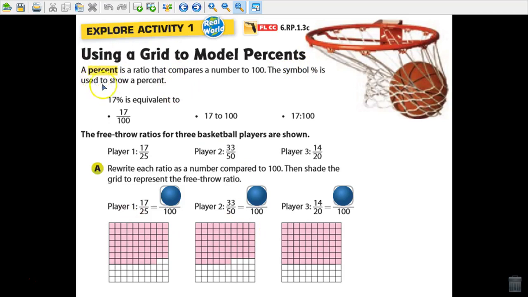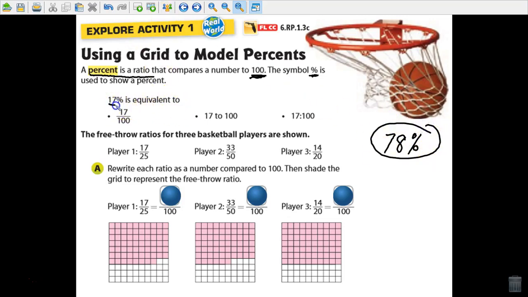A percent is a ratio that compares a number to 100, okay? Remember that. 100 is very important to percents. The percent symbol is used to show a percent. So if I have 78%, you'll know it's a percent because I have the percent sign. Pretty easy.